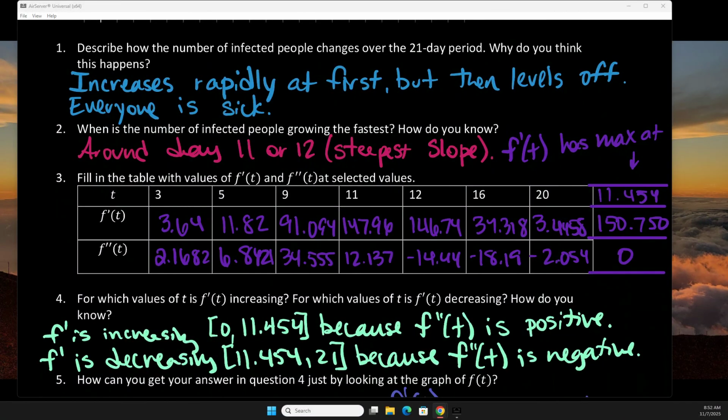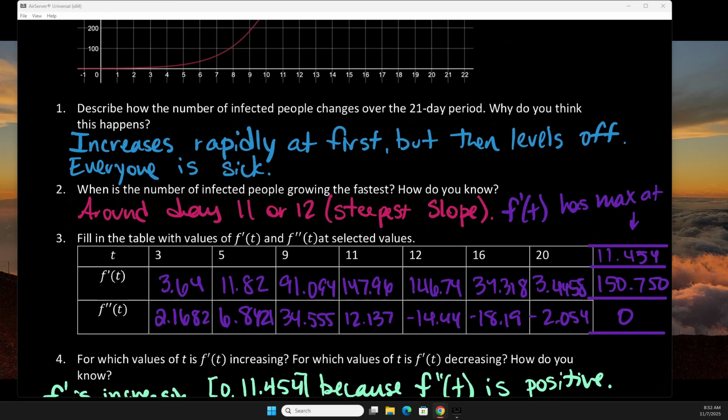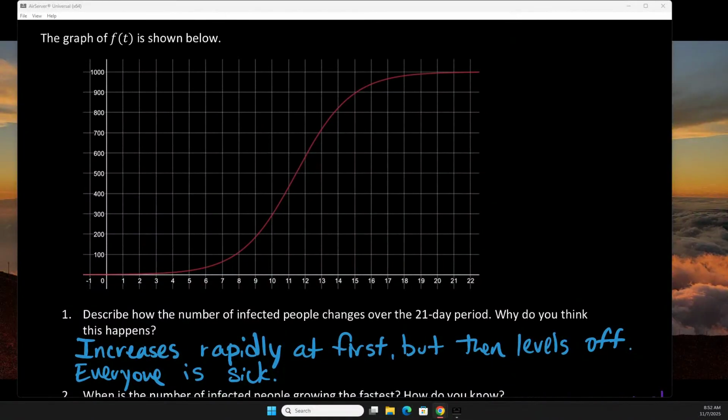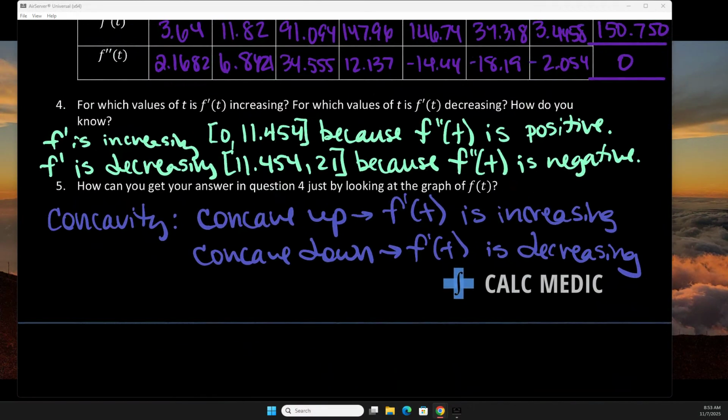The last question says, how can you get your answer to question 4 just by looking at the graph? Do you guys remember from last year? Concave, yes. When the rate of change is increasing, what should the graph be? Concave up. That's what happens from here to about wherever the max of the first derivative was. Whenever the rate of change is decreasing, the function should be concave down. So jot that down if you didn't.